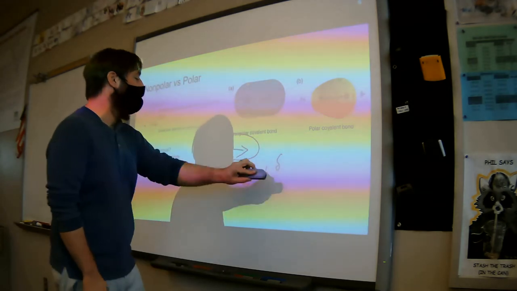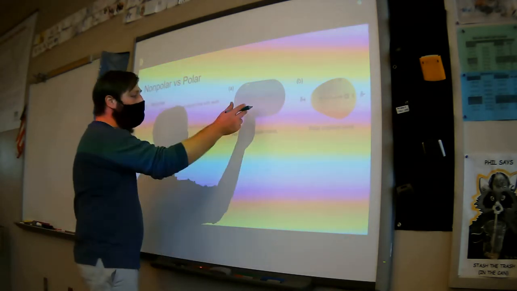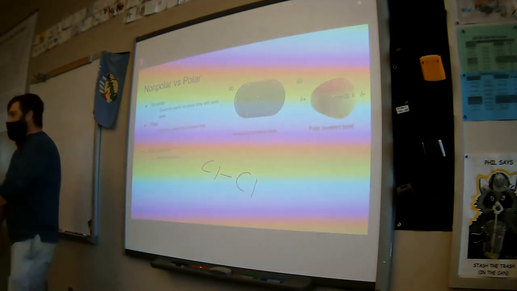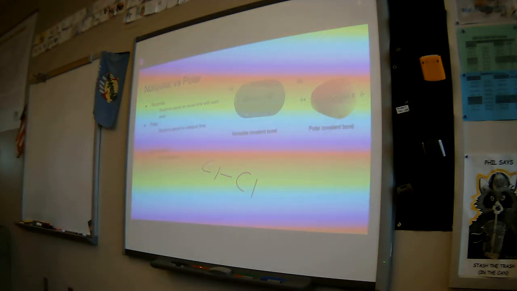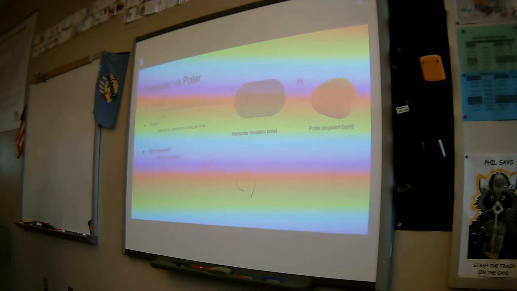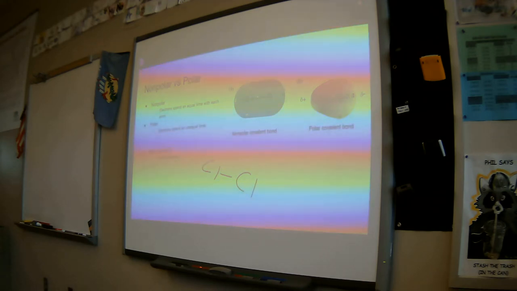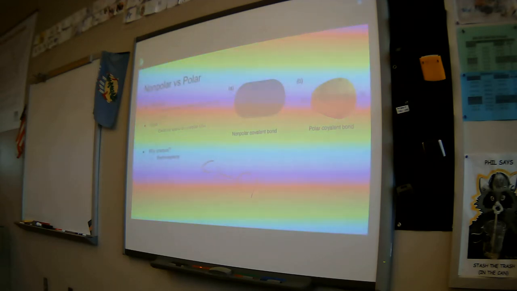But let's go through and see. Here we have chlorine bound to another chlorine. Chlorine gas. What do you think about that? Which one's more electronegative? The same, right? They're both the same electronegativity. So this is where they're pulling back and forth. This is a tug of war of Dr. Stobie versus Dr. Stobie. Weird, huh?